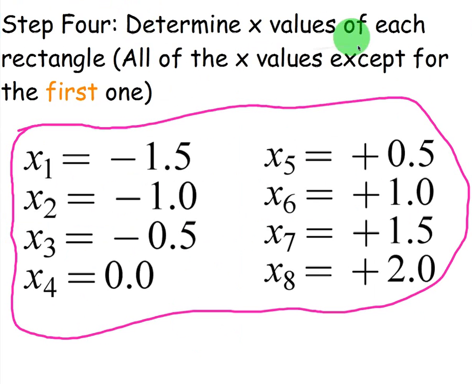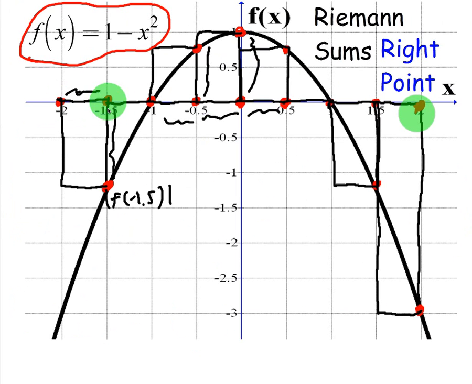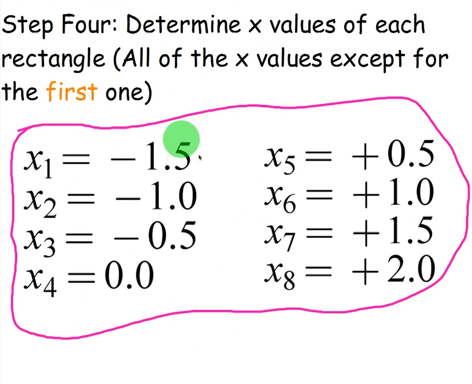Step 4, you can see the x values are going to be different for the right point method. You're going to use all the x values except for the first one, because the first one is your leftmost point. So you ignore that, but you will use all of the rest of them, from negative 1.5 all the way to 2. Notice you still use the same number of x values. You use 8, but in this case you're ignoring x naught, your initial x value. You're including all the rest of them. And then from there you just do the same thing as with left point. You find all the heights of the rectangles.